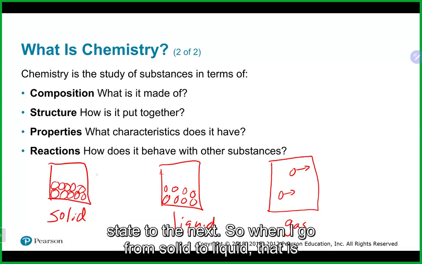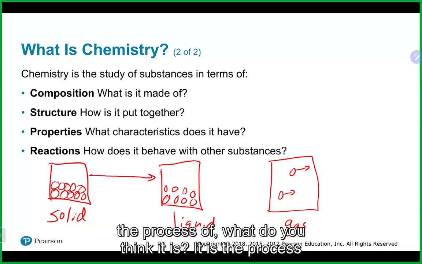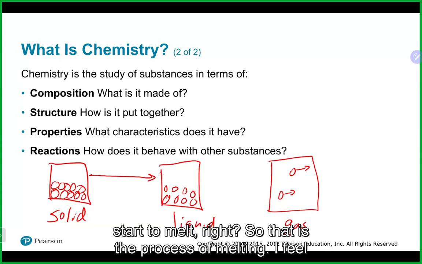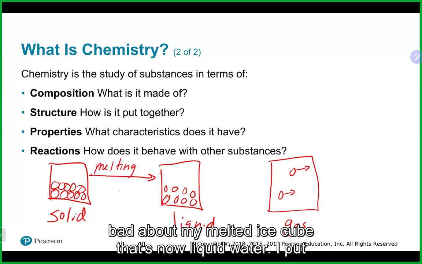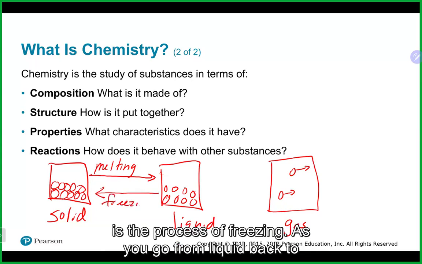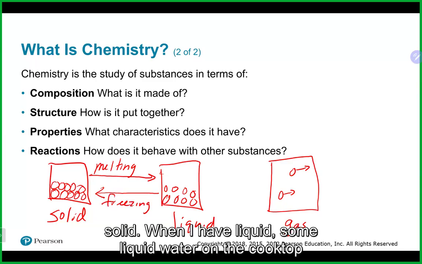So when I go from solid to liquid, that is the process of, what do you think it is? It is the process of, when I take an ice cube out, what happens to it? It starts to melt, right? So that is the process of melting. I feel bad about my melted ice cube that's now liquid water. I put it back in the freezer, right? And it will become a solid. That is the process of freezing as you go from liquid back to solid.